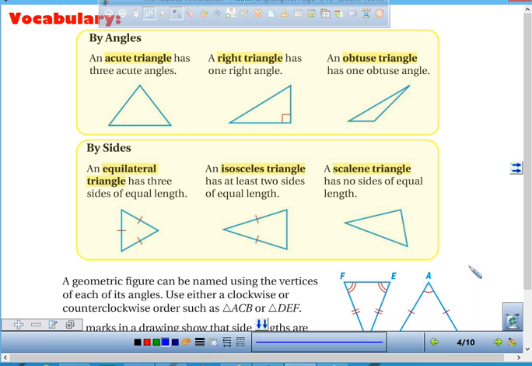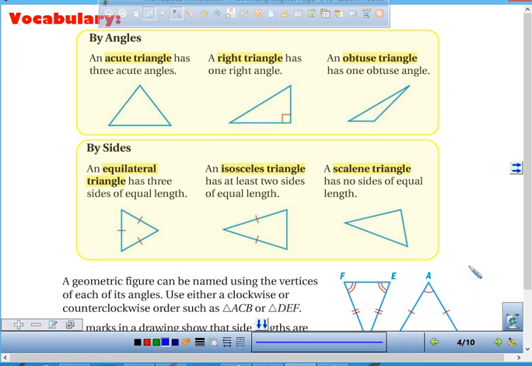I can't have two angles that are 90 degrees, because what if I have two angles that are 90 degrees? What does that add to? 180, and I've only used two of my angles. I have another angle. How many degrees are left for that third angle? 0. And you can't make an angle with 0 degrees. So you can only have one right angle, and you can only have one obtuse angle for those triangles.